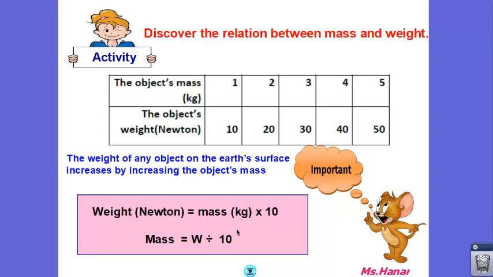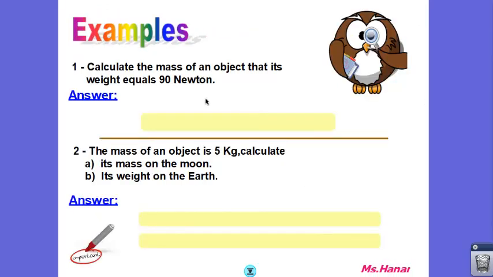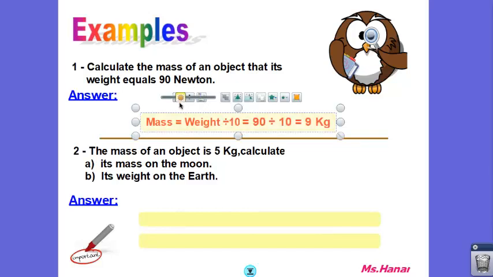Also, we can calculate mass from this relation. Mass equals weight divided by 10. Some examples on the last law, the relation between mass and weight. Example number 1. Calculate the mass of an object whose weight equals 90 Newton. Stop the video and try to answer it. It is very easy. Mass equals weight divided by 10, equals 90 divided by 10, equals 9 kilograms.